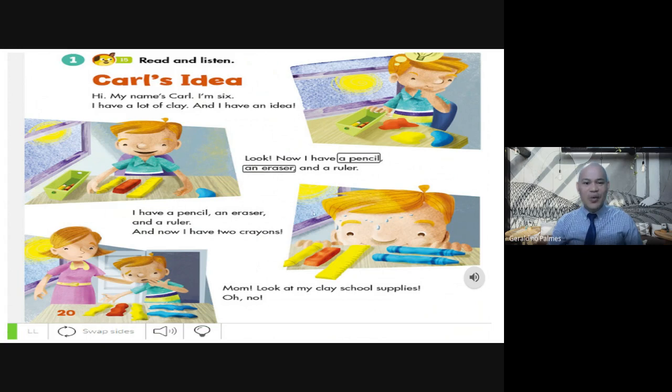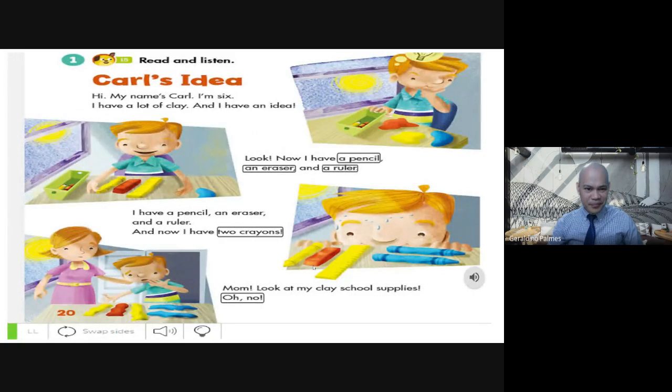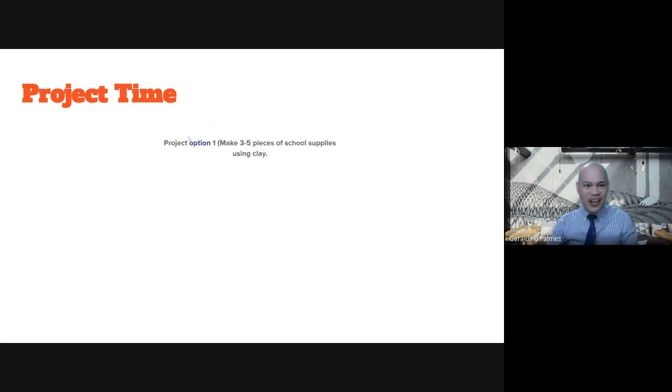Okay, let's have question number 6. Oops, before that, let's go back a little bit. What are the school supplies? We've got pencil, eraser, a ruler, and 2 crayons. These are the school supplies Carl got in his idea doing the project. This time, are you excited? It's project time! I will be giving you 2 options to do the project.